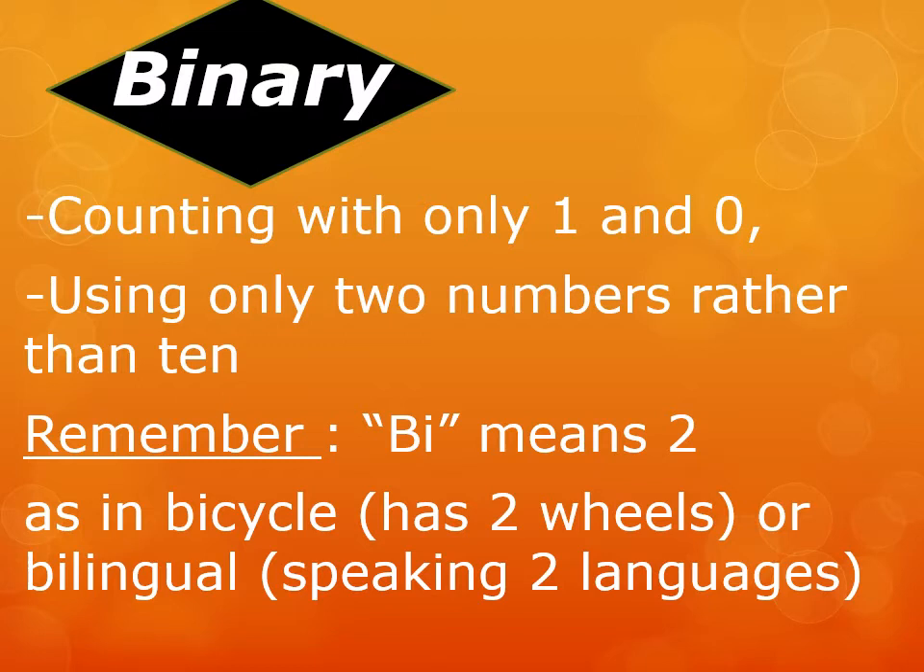So counting in binary is only using 1 and 0. So usually we use a 10 number system, so 0, 1, 2, 3, 4, 5, 6, 7, 8, 9. But binary is bi, meaning only 2, like bicycle or bilingual, and binary only uses 1 and 0.